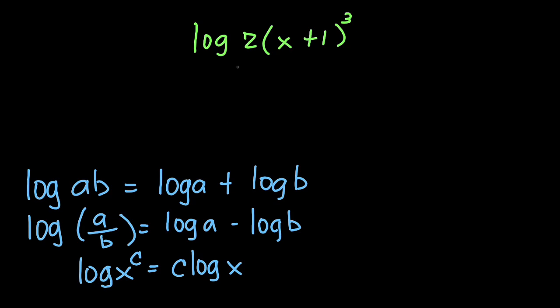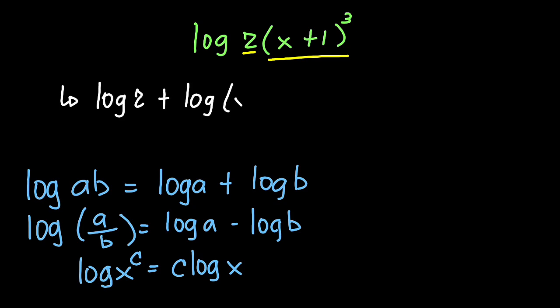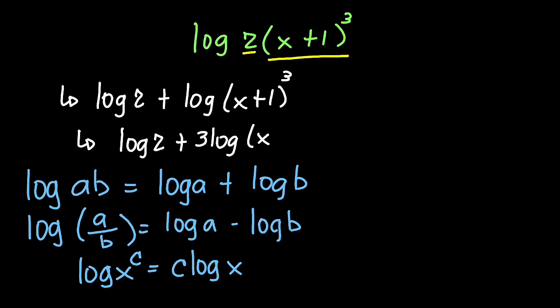Having a similar problem to the last, log of z multiplied by x plus 1 raised to the power of 3. And so this would be one variable and this would be another variable. And so since they are multiplied, it would be addition. So this would be log of z plus log of x plus 1 to the power of 3. And so bringing down the exponent, your final answer would be log of z plus 3 log of x plus 1.